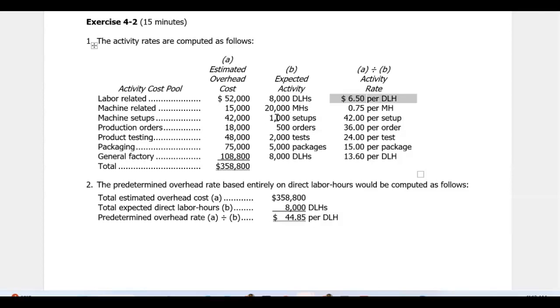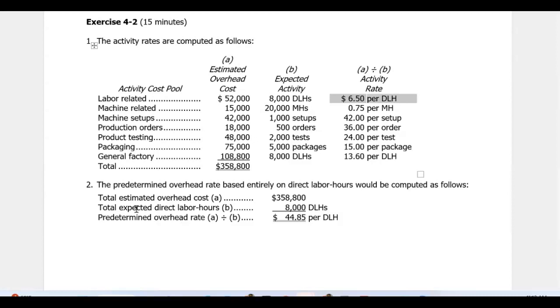Setup, same thing. We're going to do all these calculations again: 42 divided by 1,000, 18 divided by 500, 48,000 divided by 2,000, all the way down, and you will get the activity rates for each related activity cost. All you need to do is have that information ready, and then using it, you can apply the manufacturing overhead to a specific production.